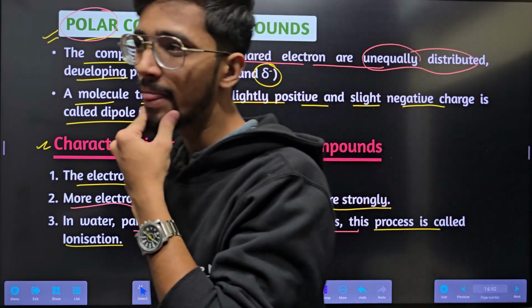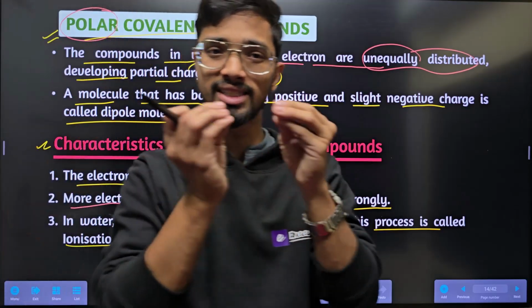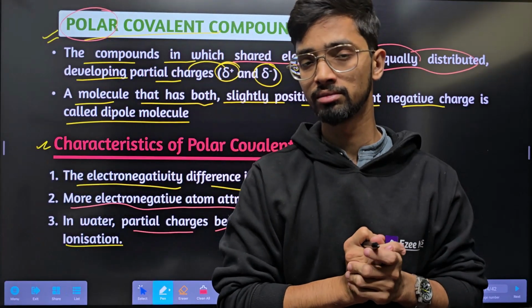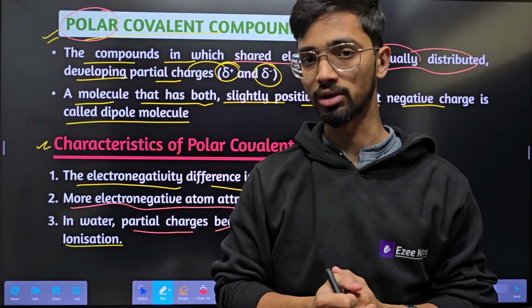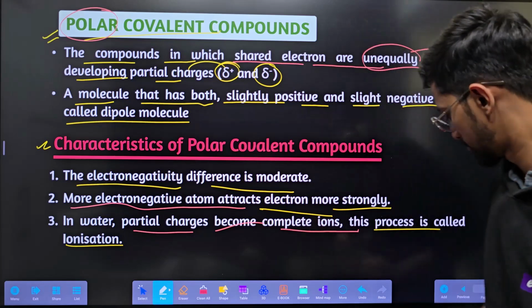We can't say like that. We can say like that. See, polar covalent compounds get ionized in water. They dissociate easily in water, right? Pulling of electron becomes easy for the more electronegative atom.